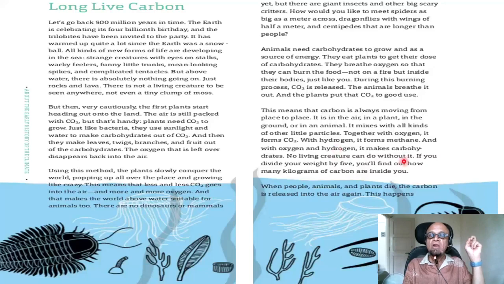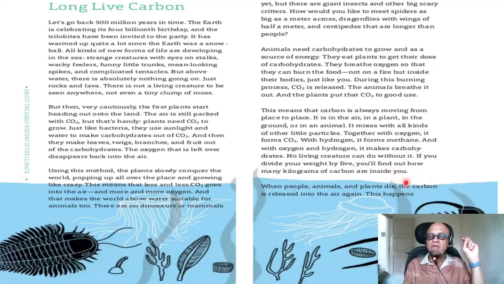It mixes with all kinds of other little particles, dust and rocks, and together with oxygen it forms CO2. With hydrogen it forms methane, and with oxygen and hydrogen it makes carbohydrates. You write your photosynthesis equation: 6CO2 plus 6H2O gives you C6H12O6, which is carbohydrate, right? No living creature can do without it.